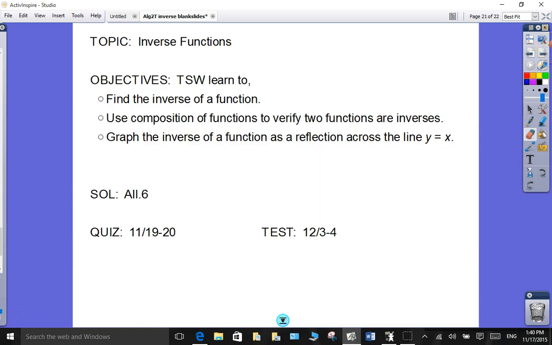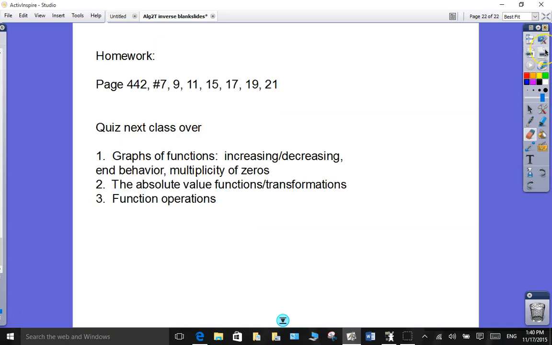So that's it. We learned how to find an inverse, those 4 steps. You've got to memorize them. We learned how to take the composition of functions, see that everything cancels out and all you get is x. That'll be proof that they are function inverses. And we know that the graphs are reflections across the line y equals x. That's it. And that is homework.